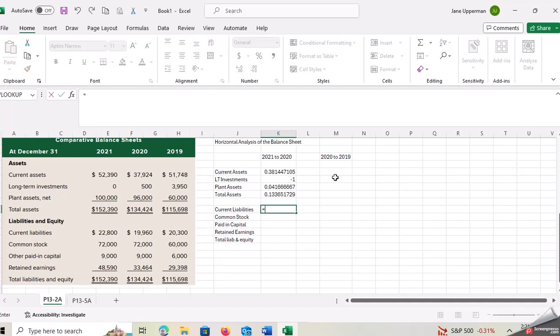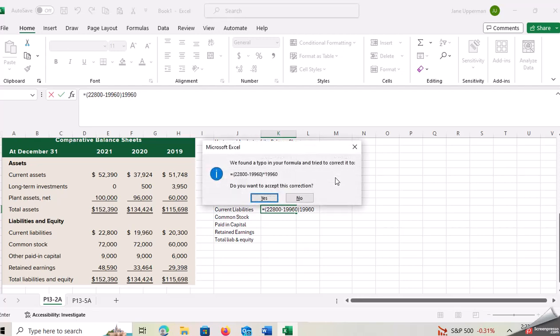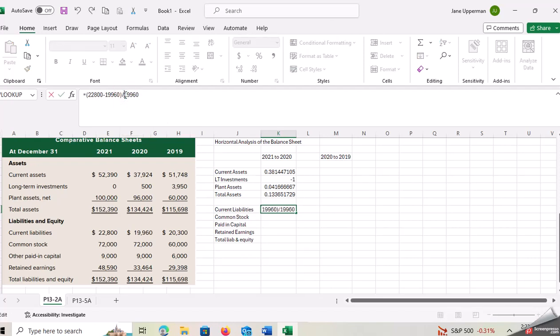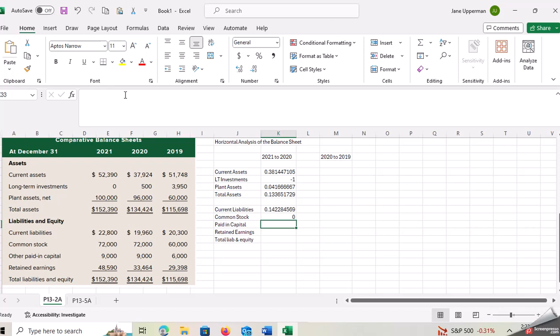Then our current liabilities are 22,800 minus 19,960 divided by 19,960. Every time I do that, I forget to put that. Okay, divided by. All right, then common stock is no change. So 72,000 minus 72,000 divided by 72,000. So it'll be 0. Then paid in capital, same thing. 9,000 minus 9,000 divided by 9,000.